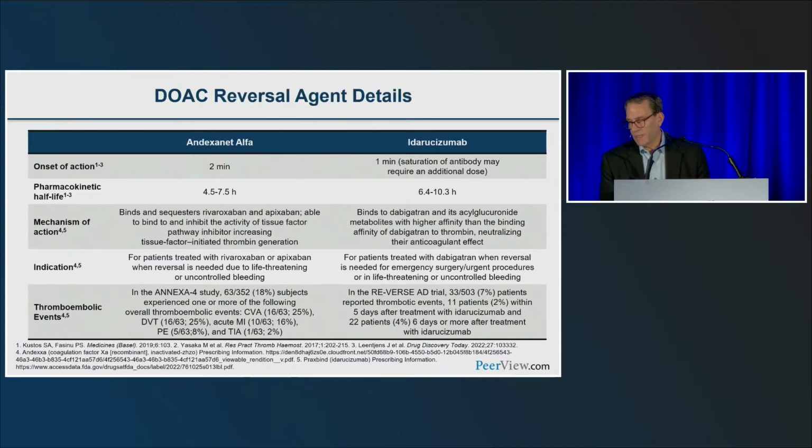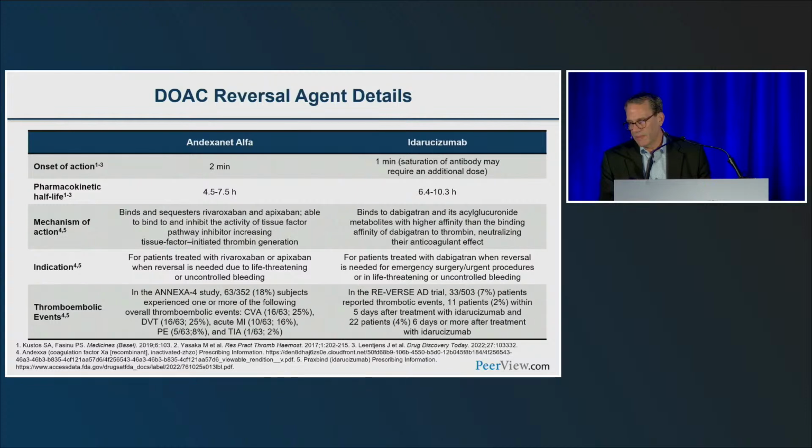So both of these, and just imagine the consent discussion at the bedside. Well, I'm either going to give you sugar, or I'm going to give you an agent that mechanistically we know reverses this anticoagulant that's likely going to cause you to bleed to death. That's kind of hard to get people to consent to.